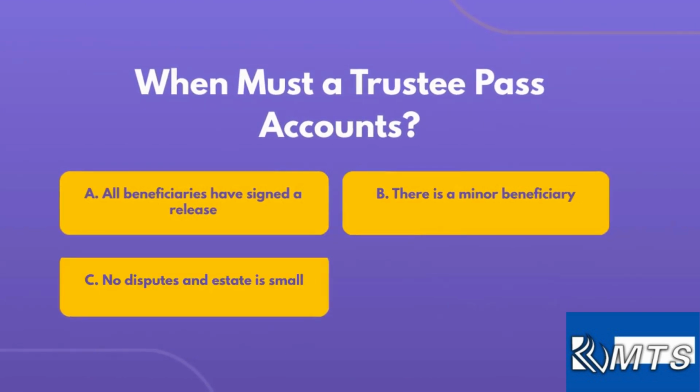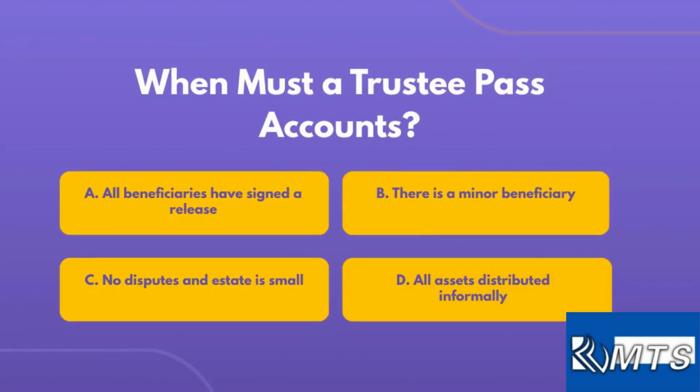When must a trustee pass accounts? A. All beneficiaries have signed a release. B. There is a minor beneficiary. C. No disputes and estate is small. D. All assets distributed informally.